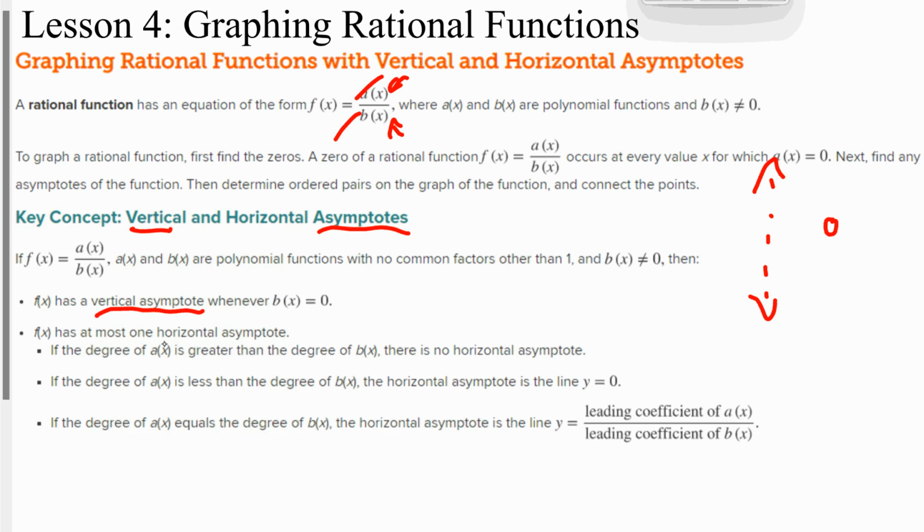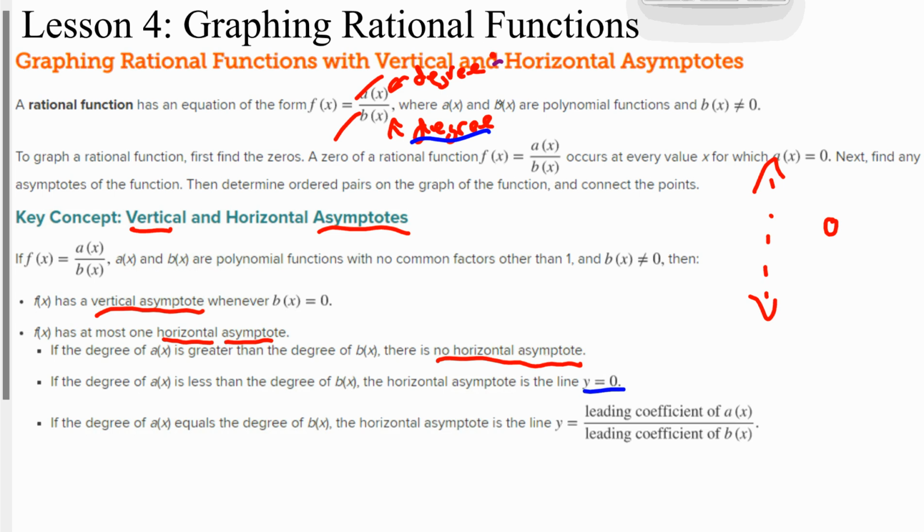Now, horizontal asymptotes are when we look at the degree of the top polynomial and the degree of the bottom. When those degrees are different, a couple of things happen. If the degree of the top is bigger, then we have no horizontal asymptote. And when the degree of the bottom is bigger, then we have y equals 0 as our horizontal asymptote.